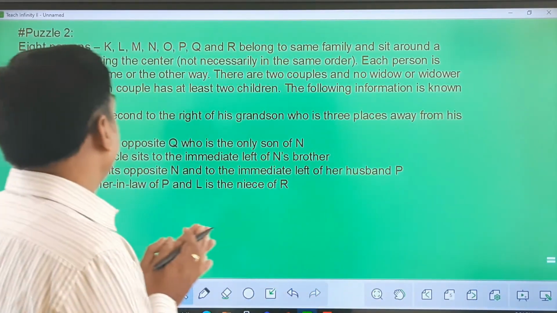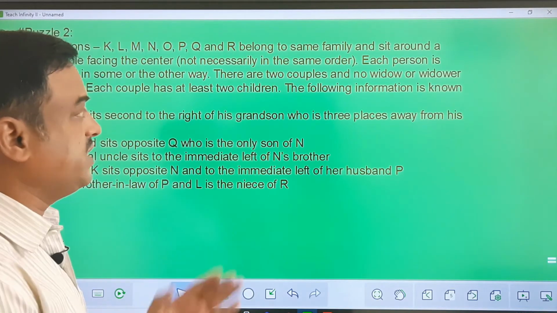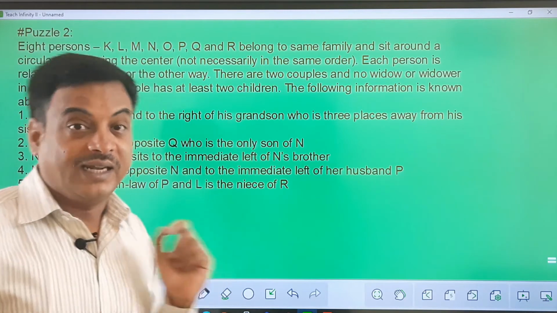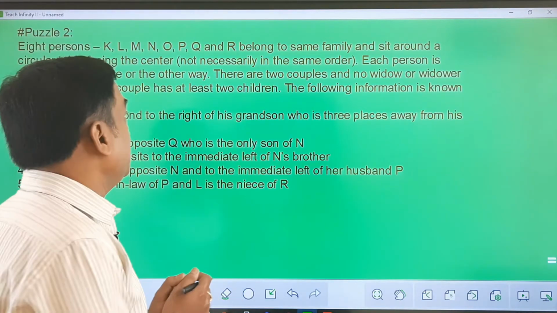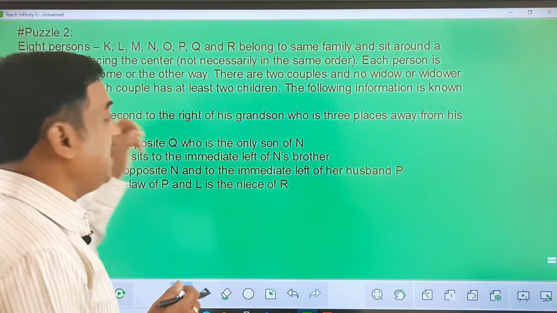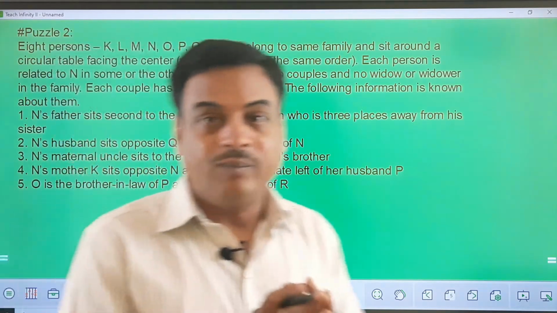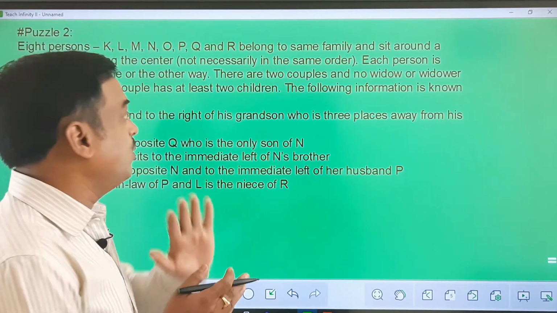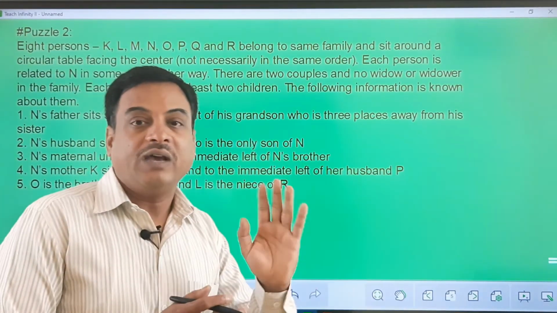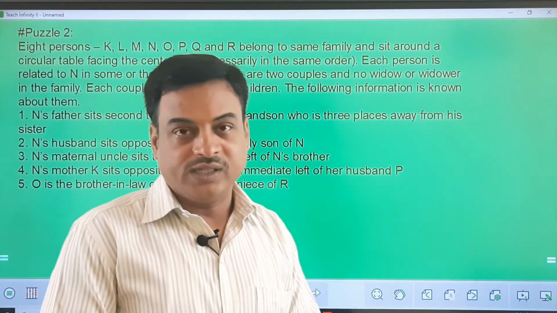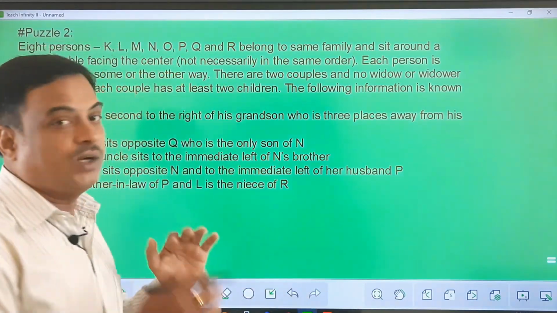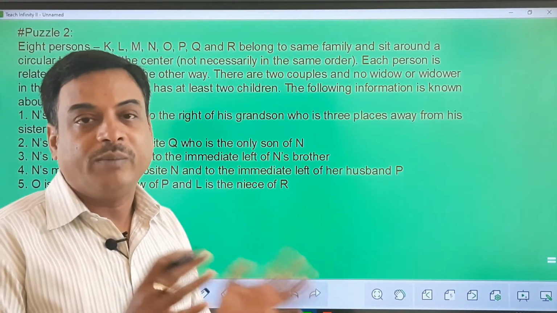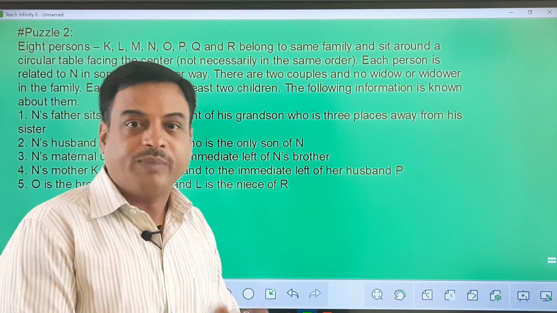Now what are the important points given to us? There are a total of 8 persons, all belonging to the same family, sitting at a circular table facing the center. They are all facing the center. At least that exception we have here. Okay. Next, each person is related to N. So the center of focus is N, based on which the family tree has to be completed in this case. Okay. No widows or widowers. There are 2 couples and each couple has at least 2 children, is what the statement is. So the main direction says that there are 2 couples, no widow, widower, and all of them are facing the center. There are a total of 8 people, all of them related to N. These are the main highlights of the puzzle.